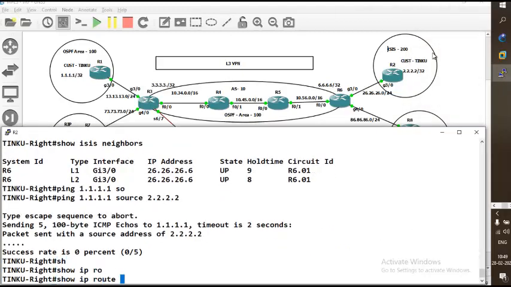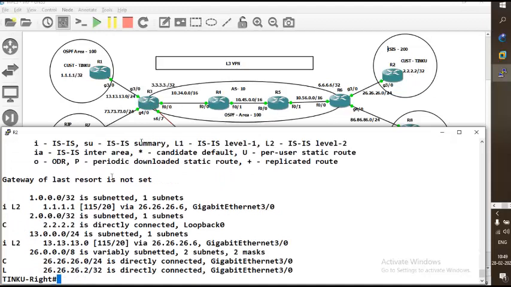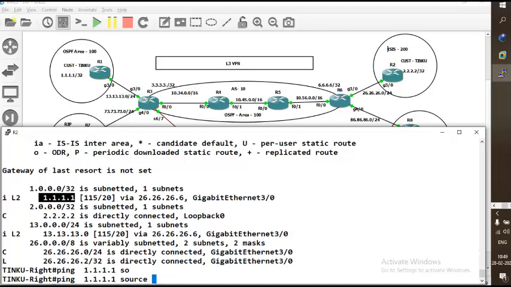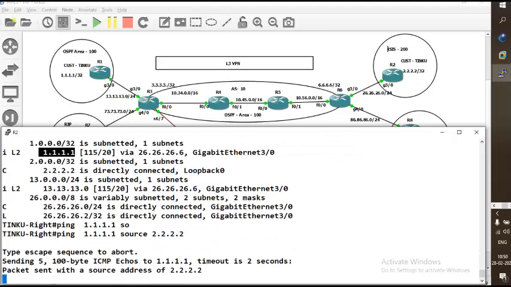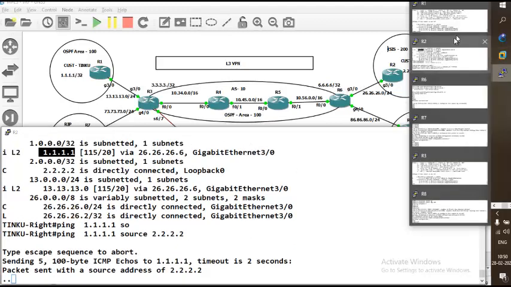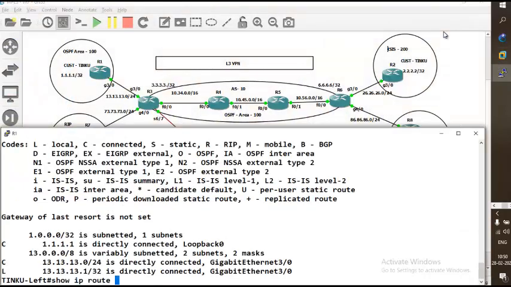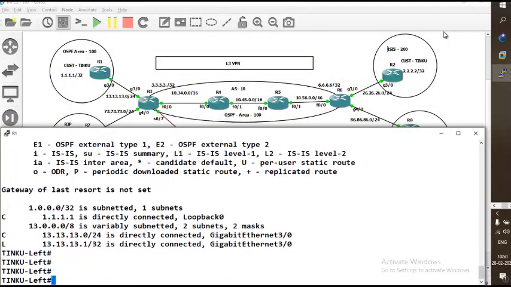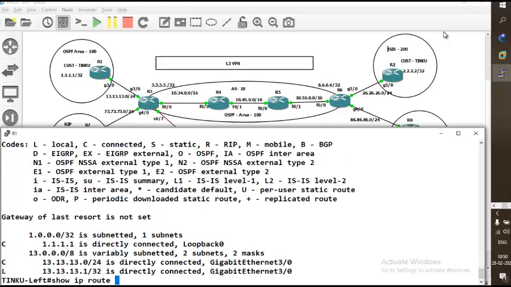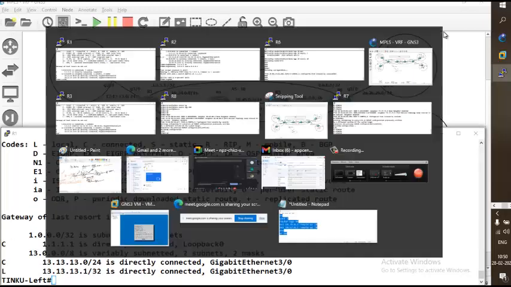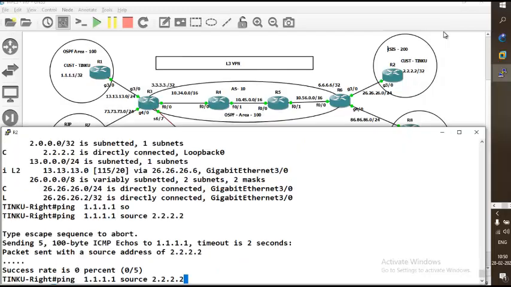Show IP route. You can see that I have learned from the remote office. Now I can ping the remote office from the local office. If it didn't ping, then I need to check with R1. Did R1 learn the route? R1 has not yet learned the route. So there is some problem with the redistribution from BGP to ISIS and ISIS to BGP.